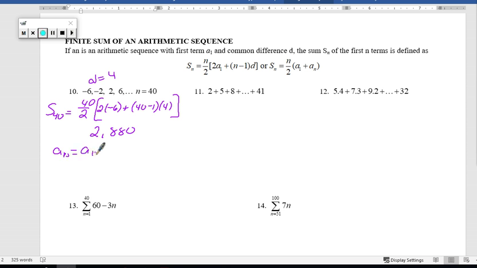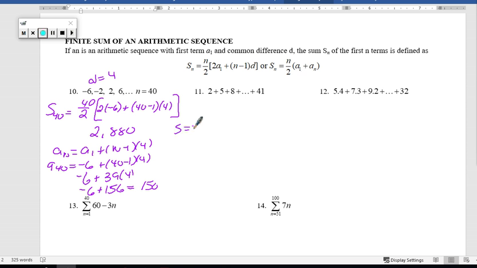The other thing you can do, if you wanted to, is to write the formula out. a sub n equals a sub 1 plus n minus 1 times that common difference of 4. I do know our a sub 1 is negative 6. If I'm looking for a sub 40, we'd have negative 6 plus 40 minus 1 times 4. And that would get us negative 6 plus 39 times 4, and then 39 times 4 is 156, so negative 6 plus 156 would get us a total of 150.